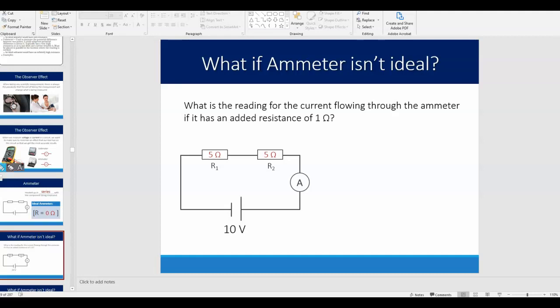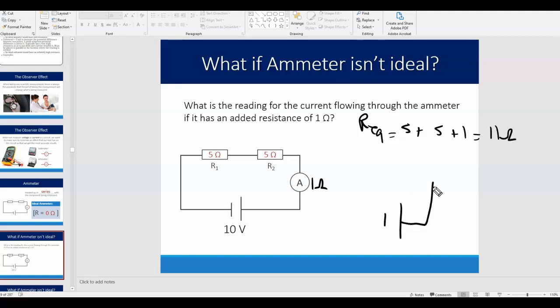Now, what happens if the ammeter is not ideal? For example, here we have a question: what is the reading for the current flowing through the ammeter if it has an added resistance of 1 ohm? Let's say this ammeter is 1 ohm, and I want to find the current flowing in the circuit. Now I have 3 components all in series, so I would want to simplify that down. REQ would just be 5 plus 5 plus 1, that would be 11 ohms.